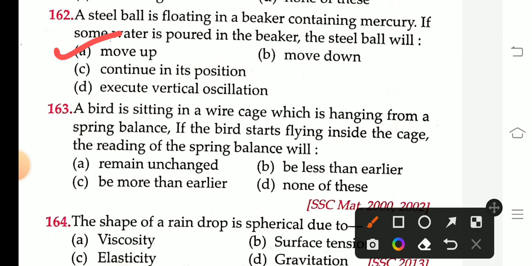A bird is sitting in a wire cage which is hanging from a spring balance. If the bird starts flying inside the cage, the reading of the spring balance will be less than earlier. Right answer will be option B.